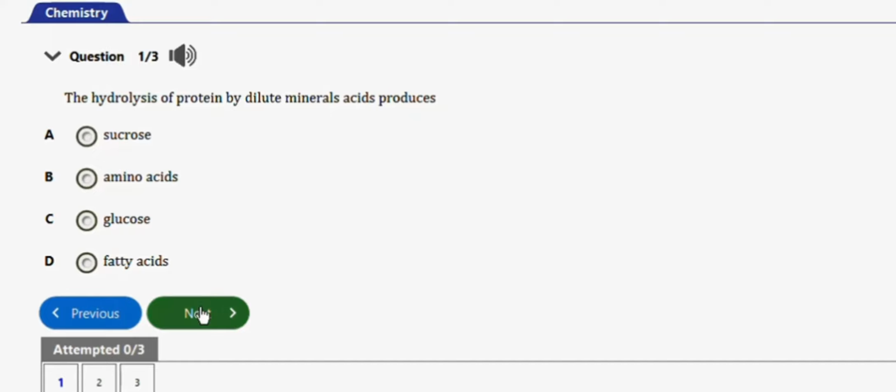So the next repeated question will be here. It says, which of the following substances is a polypeptide? So this is also easy from the options we have. It's option B, protein.